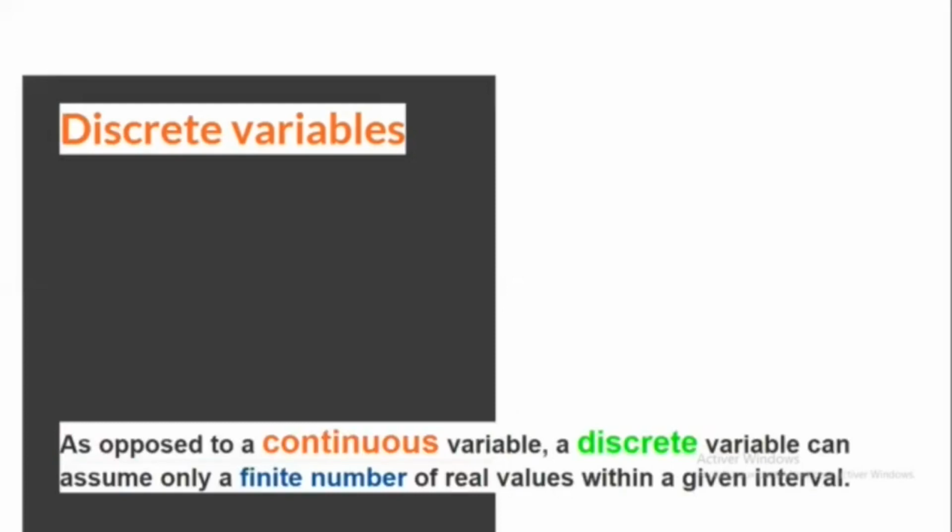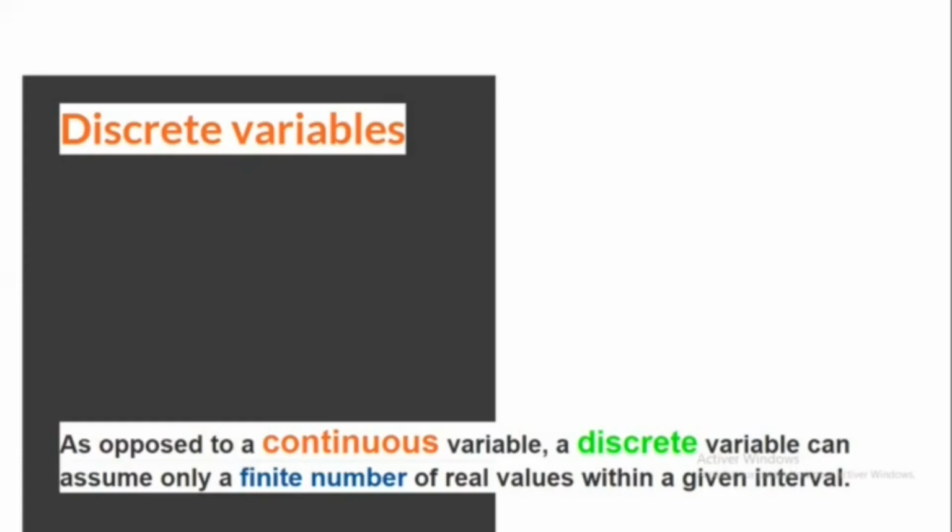A discrete variable can assume only a finite number of real values within a given interval. An example of a discrete variable would be the score given by a judge to a gymnast in competition. The range is 0 to 10 and the score is always given to one decimal, e.g. a score of 8.5. You can enumerate all possible values, 0, 0.1, 0.2, and see that the number of possible values is finite. It is 101.